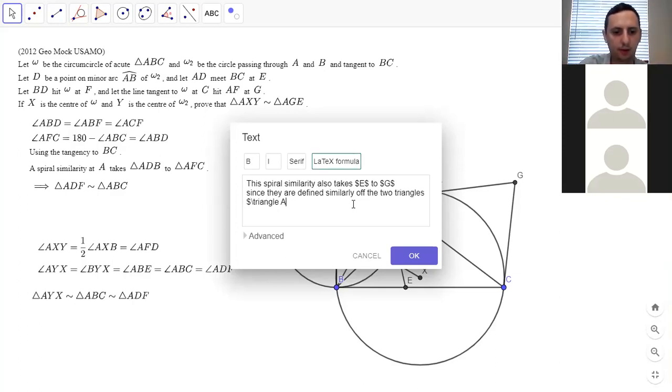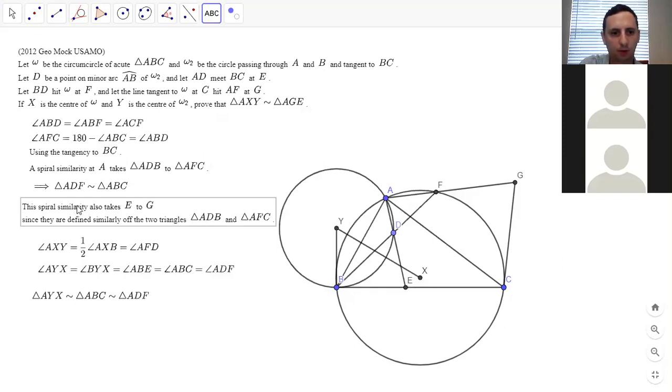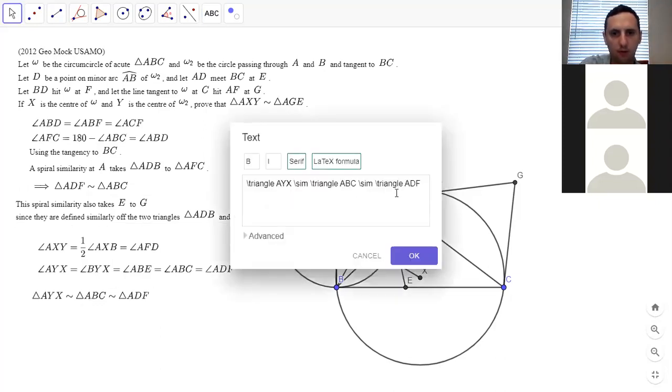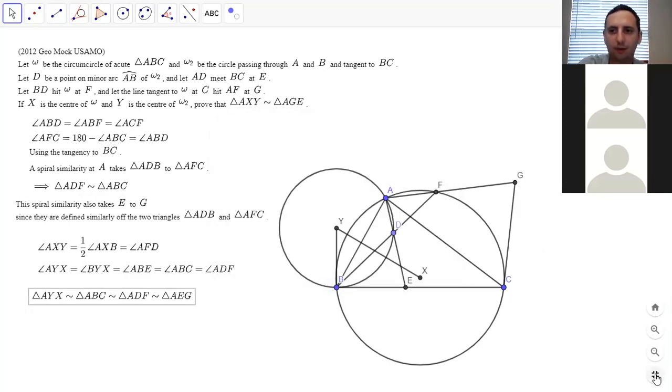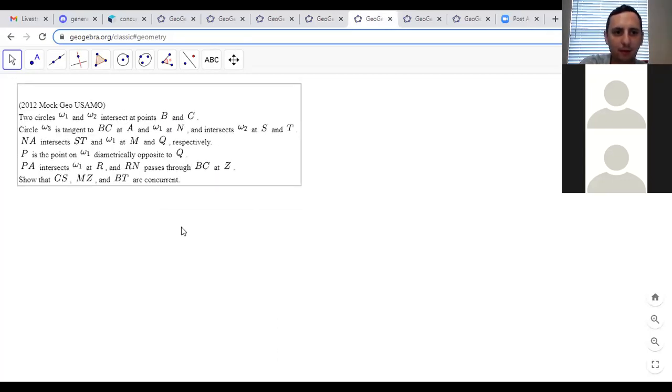So that's triangle ADB and AFC. So once we know that ADF is similar to AEG, that solved it. All right, so yeah, that was also an easy one. So we'll see. This one might be harder. Let's see.